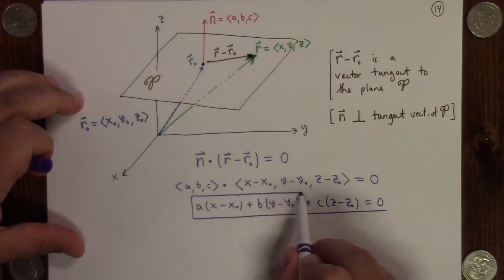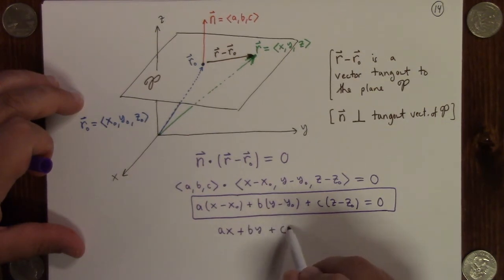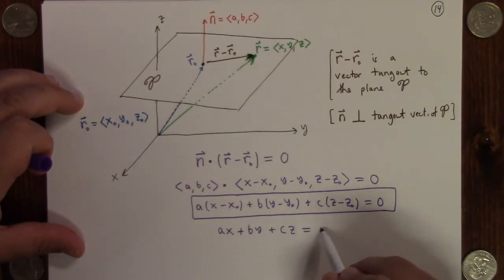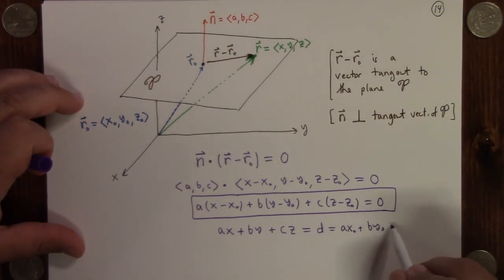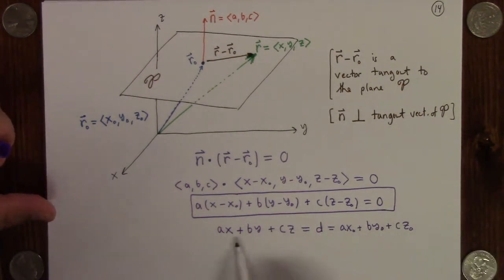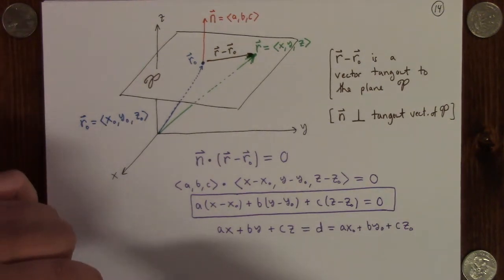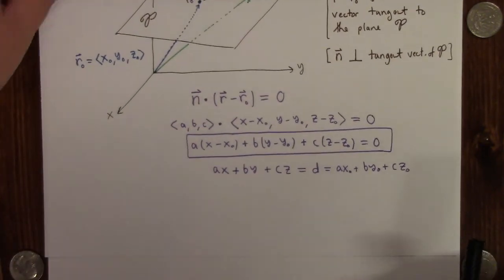And that is the standard equation for a plane. Now, of course, you could also write it like this: AX plus BY plus CZ equals D, where D is all that stuff. In this case, D is A X naught plus B Y naught plus C Z naught. But if you're given an equation, you can straight up read off the normal of the plane. You're like, what do you mean? What are you talking about?